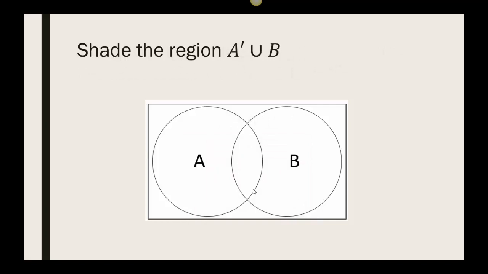Right. So how about you give this a try? Could you shade A complement union B and see what you get? It's okay to do this in more than one step. I'm not thinking it always has to be one step. I just want to make sure you have everything you're supposed to have at the end.